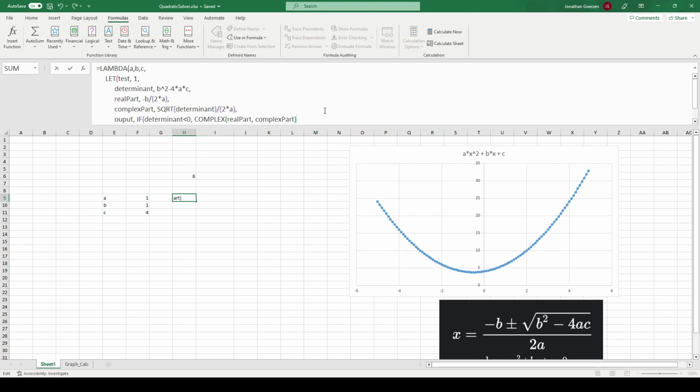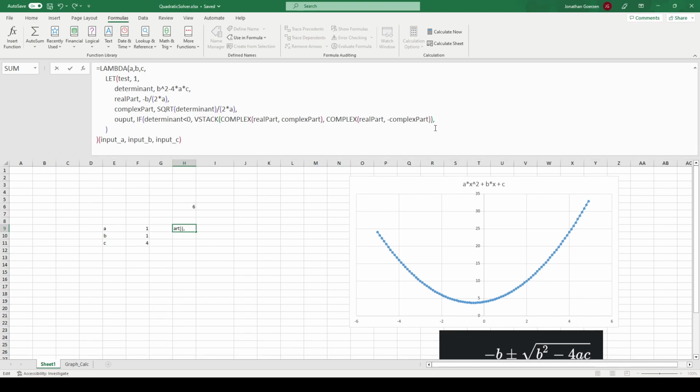Great, okay. Well, actually, no, hang on. That's only one of my complex roots. If I want to do 2, I'll have to use the v-stack trick again. So I'm going to say v-stack is the complex part, comma, I'll say complex real part, and this time the negative complex part of the equation. Close complex, close v-stack, and that'll give me my roots if the determinant is less than 0. That'll return my complex roots.